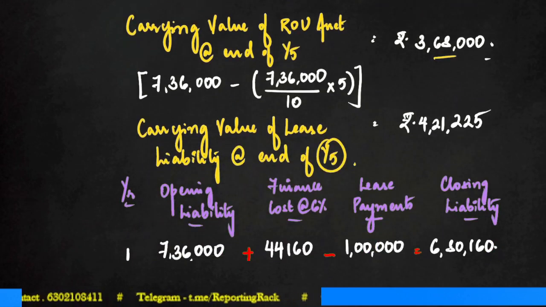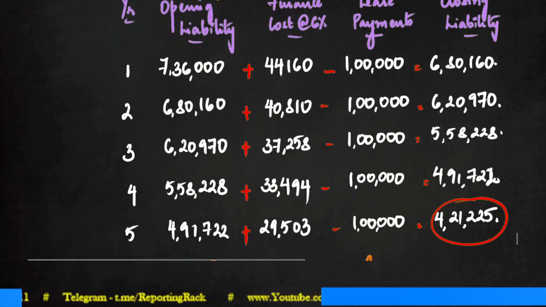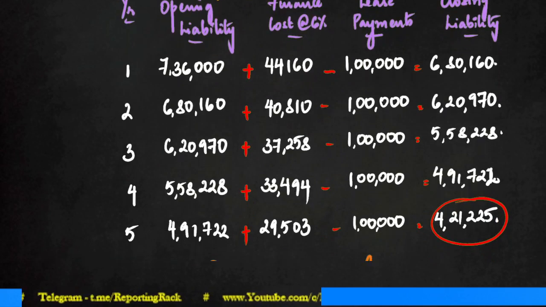Now, I tried to determine the value of lease liability at the end of year 5. By preparing an amortization schedule, I got the value of lease liability at the end of the 5th year. It was 4,21,225. On that day, at the end of year 5, there is a modification. How many modifications? 2 modifications.